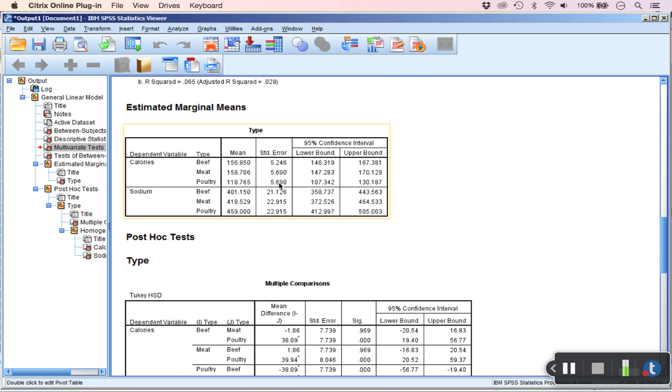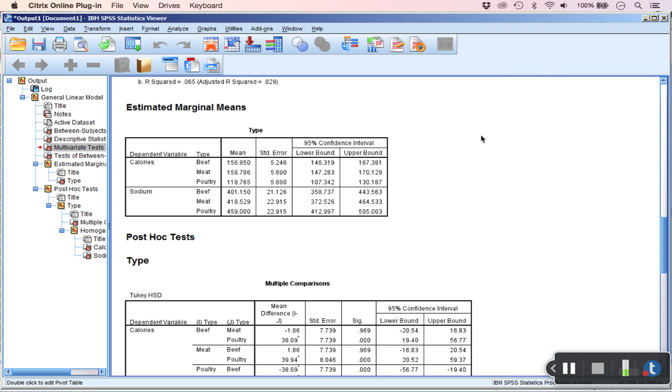So we have to drill down a little bit further. If we go down here, we have our marginal means. Again, this is just breaking them down by category. When we're looking at this calorie part, we see that beef hot dogs have an average calorie count of 156. The mystery meat ones are at 158, and the poultry ones are at 118.